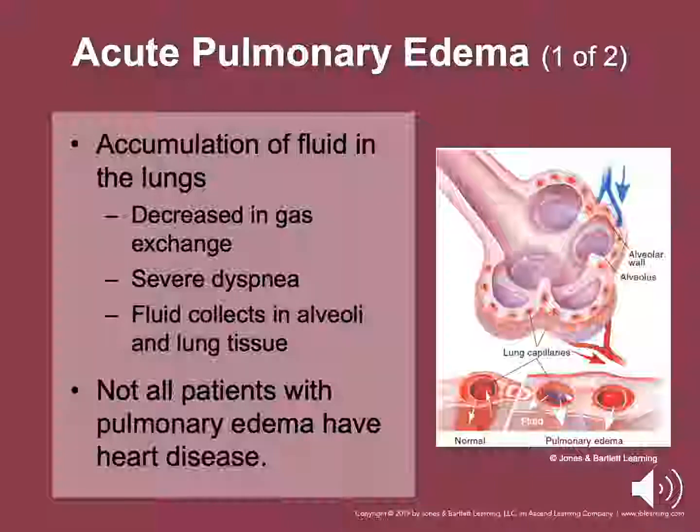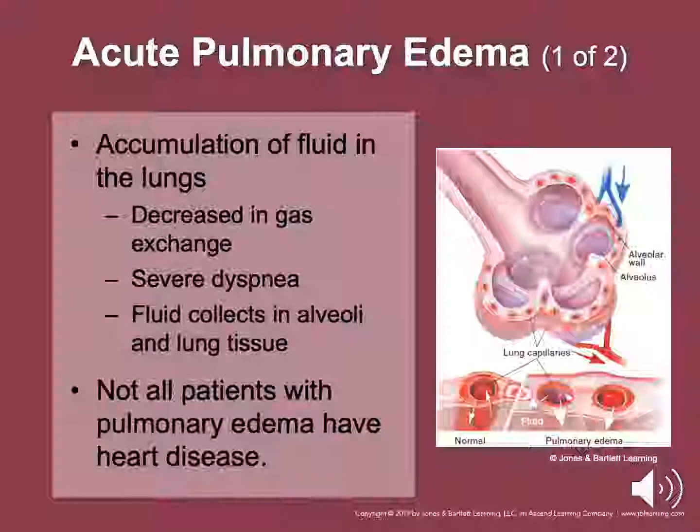All right, acute pulmonary edema is the accumulation of fluid in the lungs, with decreased gas exchange and severe dyspnea, and the fluid collects in the alveoli and lung tissues. So not all patients with pulmonary edema may have heart disease. So the left side of the heart cannot remove the blood from the lungs as fast as the right side delivers it. So you have left-sided failure, and the fluid collects in the alveoli and the lung tissue. This may happen quickly or may take place over time.